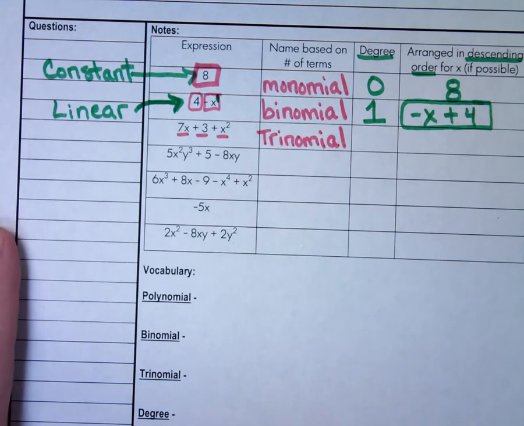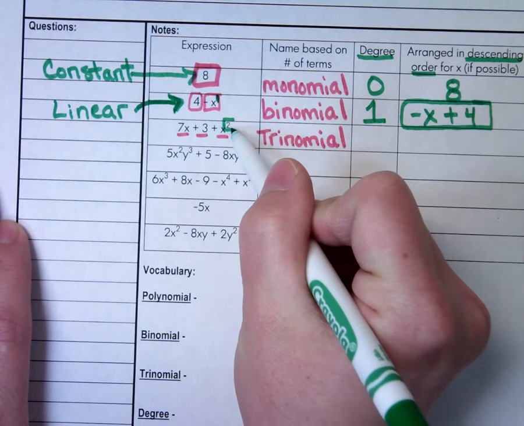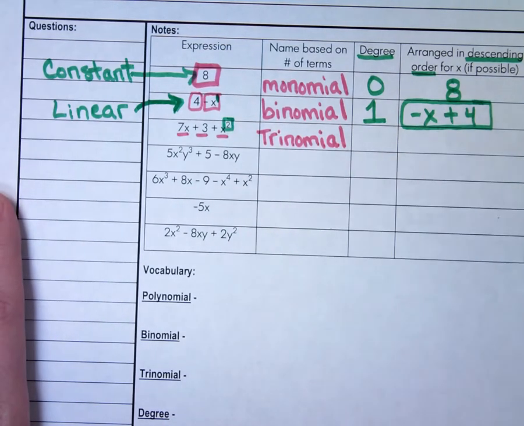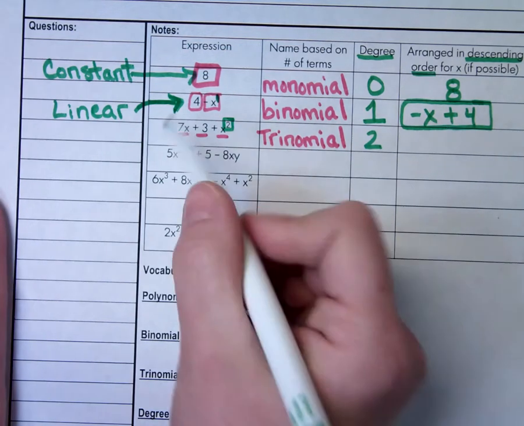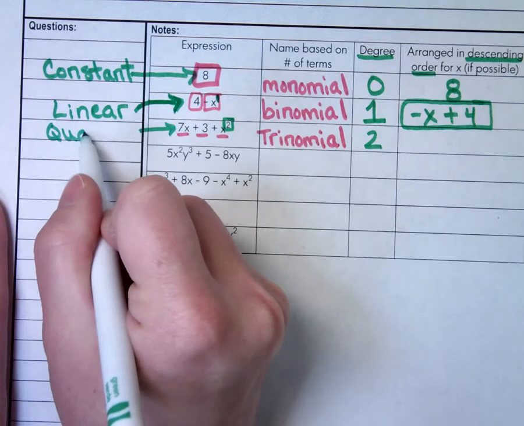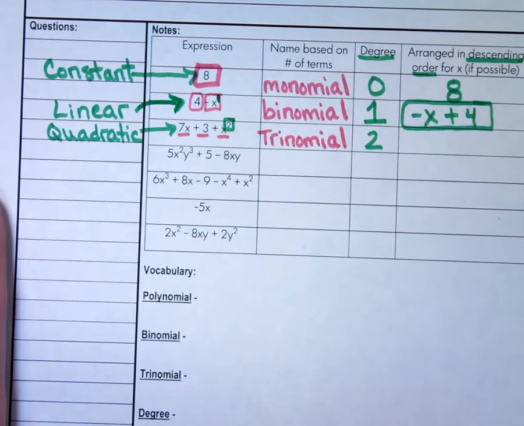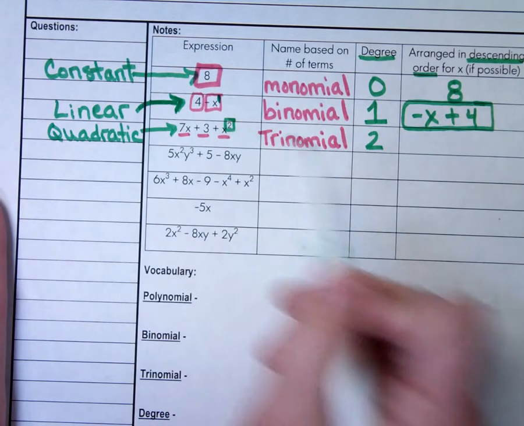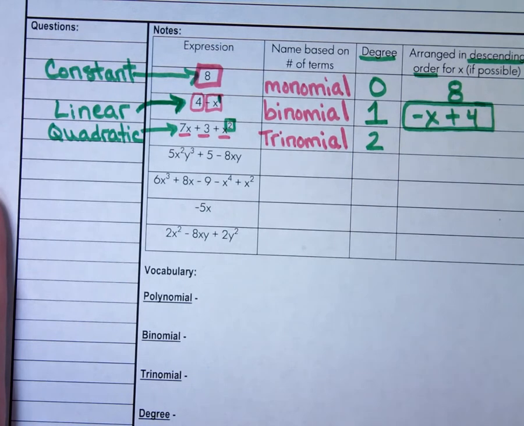Okay, the degree is the highest exponent that our problem is raised to, and the highest exponent is a 2, so this is degree 2. And since it's degree 2, this is quadratic. So when the highest exponent's a 2, we have a quadratic equation or a quadratic function.